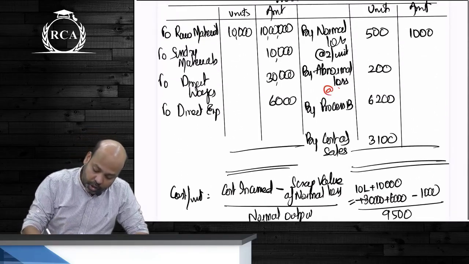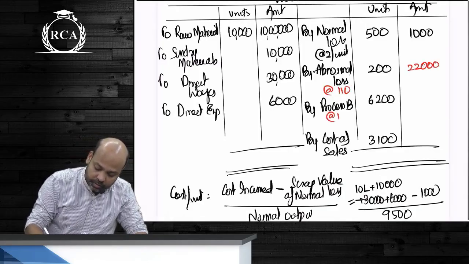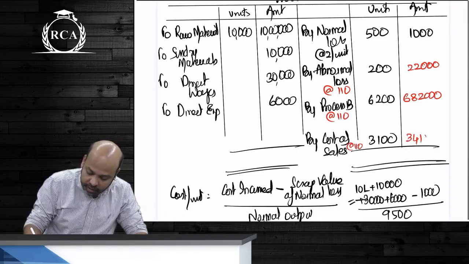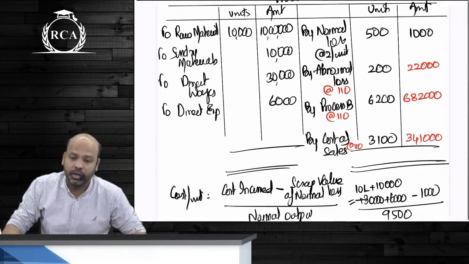So the abnormal loss 110, 22,000 will go to abnormal loss account. Process B 110, 6,82,000 will go to process B account. Cost of sales 3,41,000 will go to my cost of sales account, P&L account.